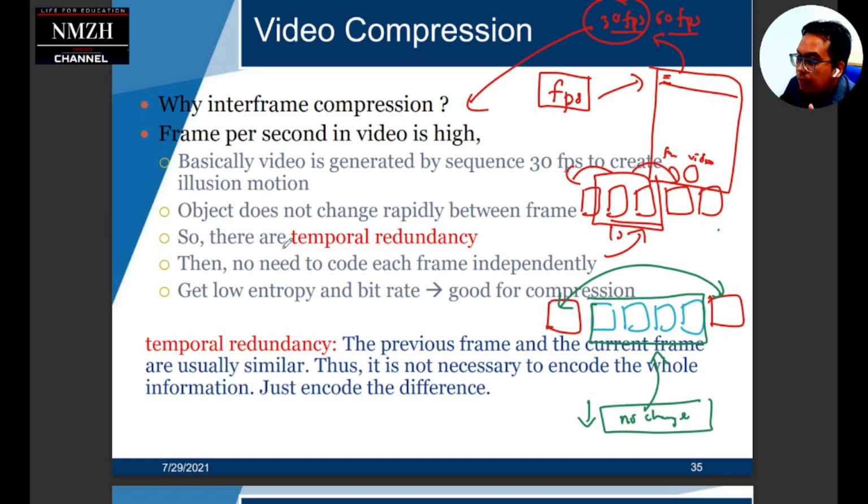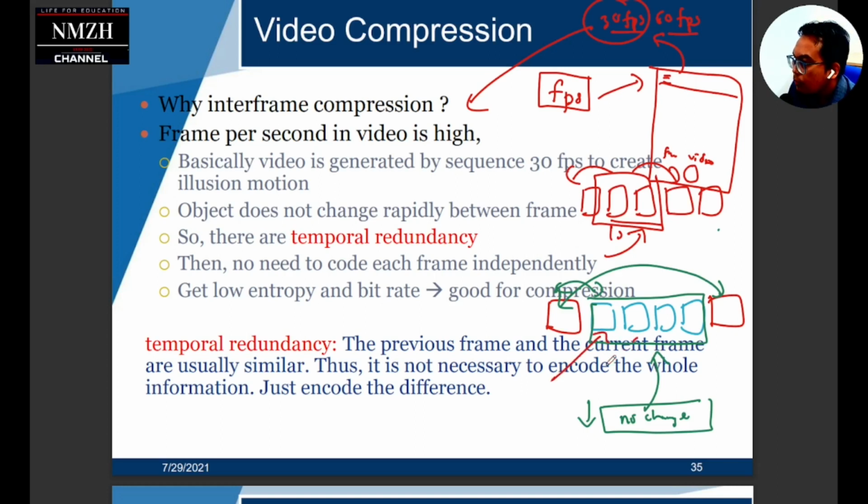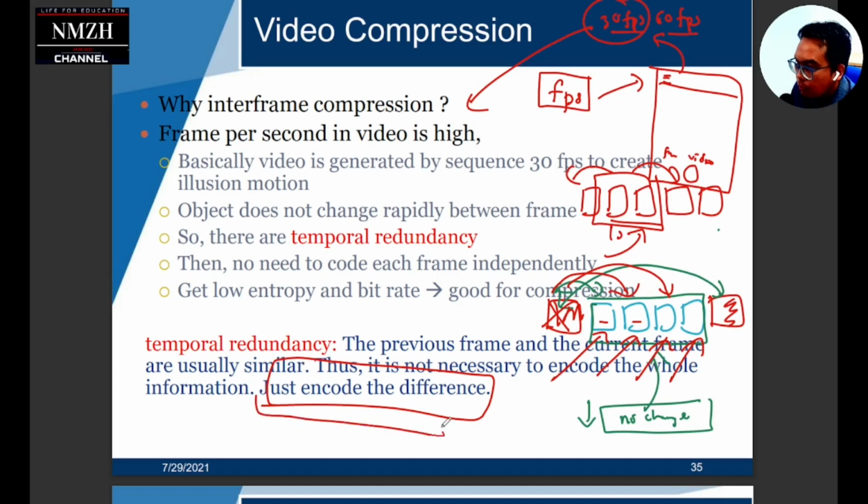So they are temporal. Objects do not change rapidly between the frames, so there is temporal redundancy. Temporal redundancy means frame to frame, right? Then there is no need to code each frame; we don't need to code this and that, we only code this, or maybe this and some of those if you want to check. That makes sense in our context of discussion. In temporal redundancy, the previous frame and current frame are usually similar, so it is not necessary to encode them at all. What we encode is the difference. So how to encode just the difference is the question here.